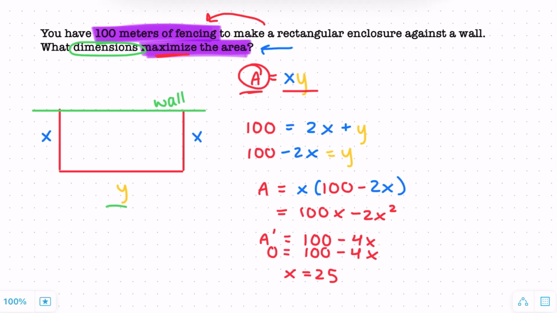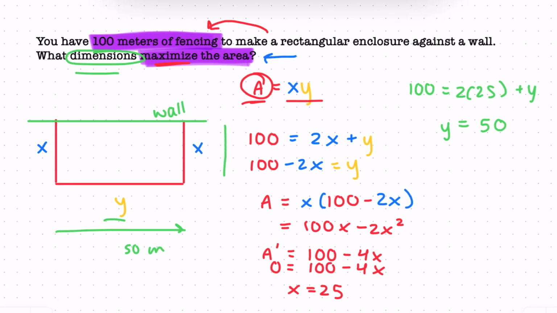Well, it's a good thing that we have our initial equation available to us here. So we're able to do 100 is equal to 2 multiplied by 25 plus y, leaving us with y equals 50, meaning that the dimensions to maximize the area include one length dimension of 50 meters and this width dimension of 25 meters. And that's an optimization problem.